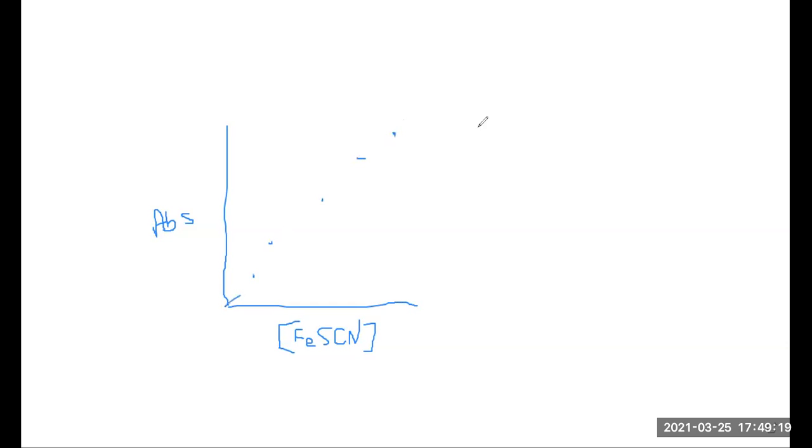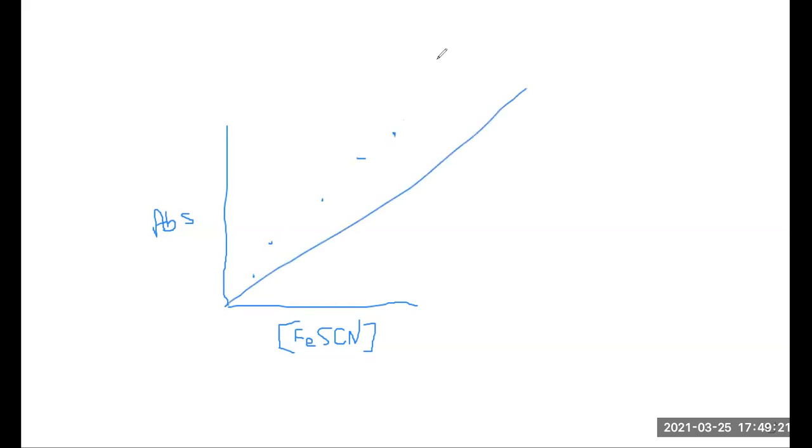All right, so your graph should look something like this on Excel. You're going to have absorbance as your y-axis, your FeSCN concentration as your bottom axis, and then let me create some points here. And then obviously your trend line.